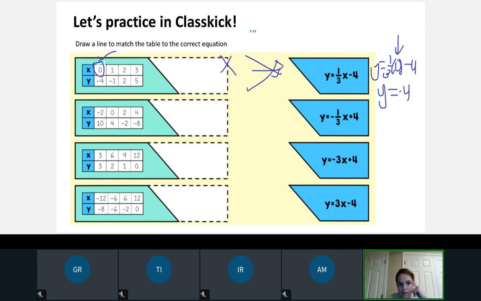It doesn't go there. Okay, so I want you all to go into class kick, and you are just going to draw lines for where they go. Somebody said that you could use the y-intercept. Dominic, that was a good idea. So if you look here, this y-intercept is -4. So I know that when x is 0 for this one, y has to be -4. So that would eliminate this one from that option.